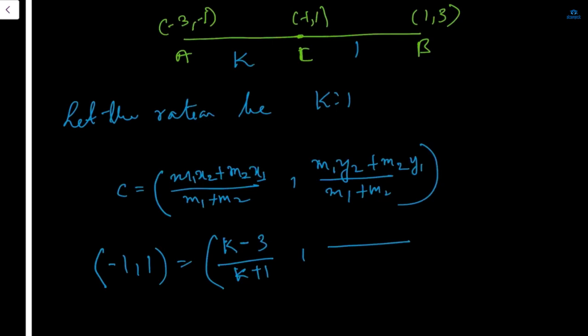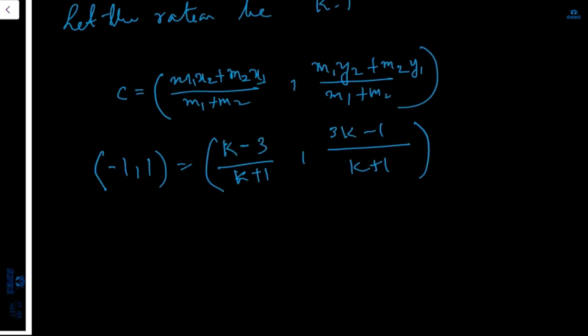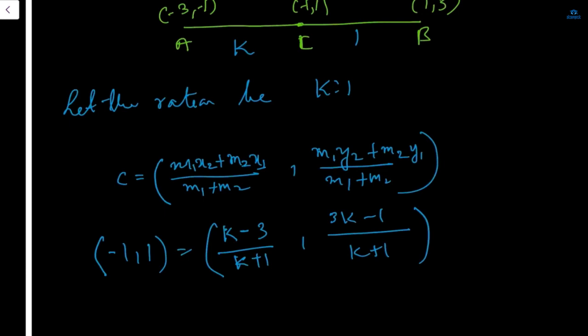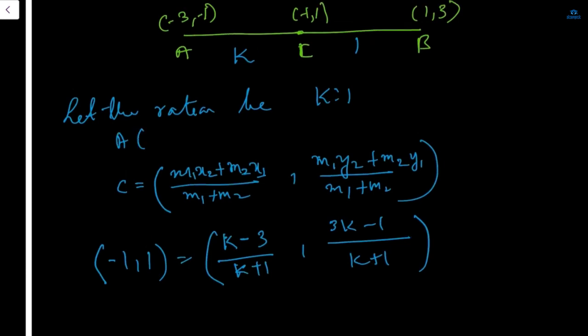Now 3 and m1. M1 is K, so K into 3 is 3K, minus 1, and this will be over K plus 1. Got it? Any doubt till here, Ishika? Ma'am, X2 was minus 1, right? Let me write it. A is x1, y1, and B is x2, y2. I thought C and A. Okay. Any doubt now? No, ma'am.